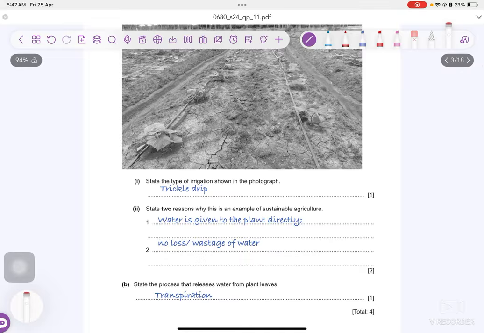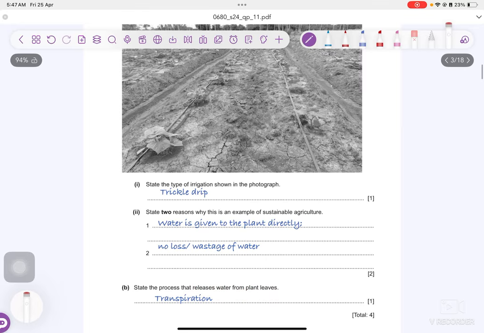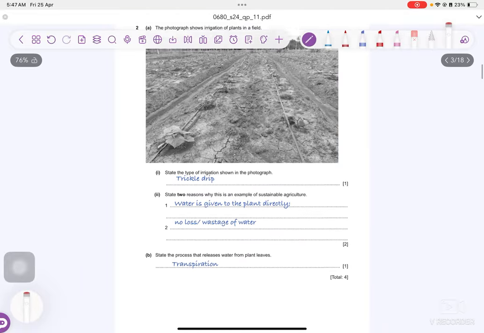Third question, it says state the process that releases water from plant leaves. It's transpiration, okay? It's not right to say evaporation. That's not right, because we're specifying where the water vapor is coming from. So we have to say it's from the leaves. And this process, the water evaporation from leaves, is called transpiration, okay? So we have to specify that it's transpiration. That was it for question number 2.